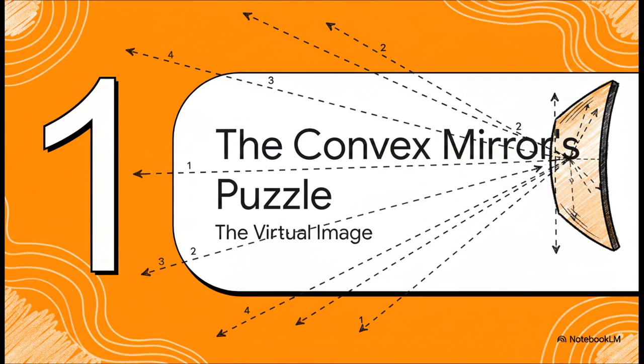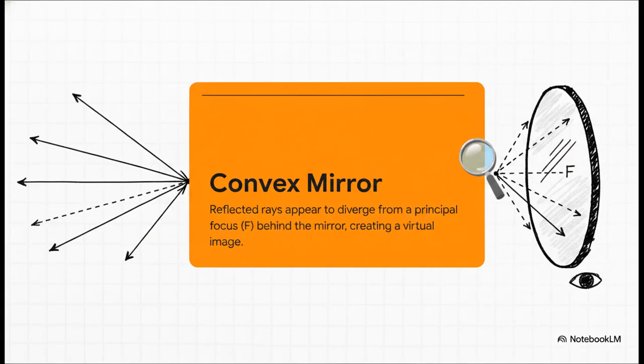What is it about convex mirrors that makes them so tricky? Well, it all comes down to the way they play with light. So, a convex mirror bulges outwards. Think of the back of a spoon. When light rays hit that curved surface, they spread out. They diverge. Now, our brains are pretty smart, and they trace those scattered rays back to a point that looks like it's behind the mirror. That imaginary point is the principal focus, F. But here's the catch. The light isn't really there. That's why we call the image it forms virtual.